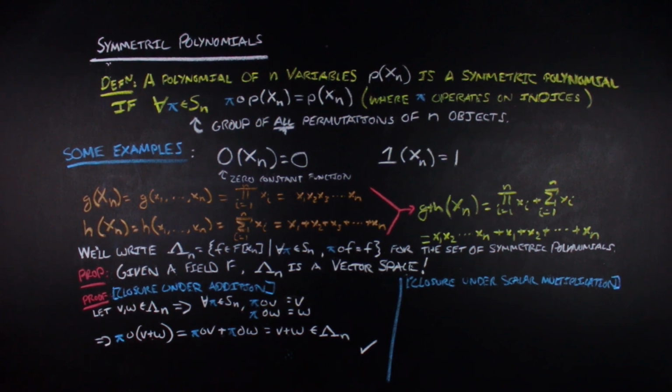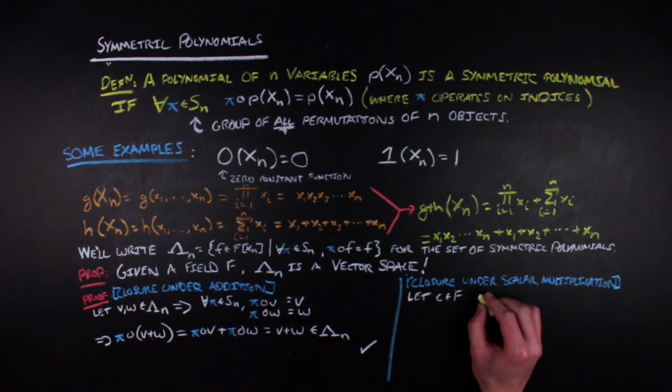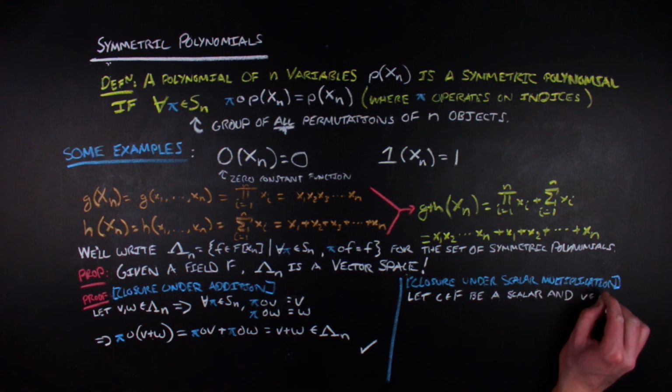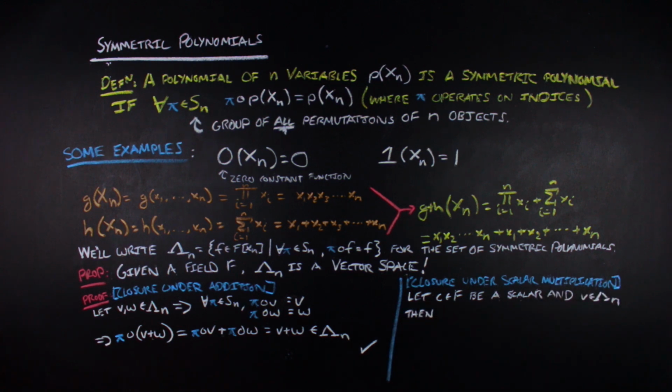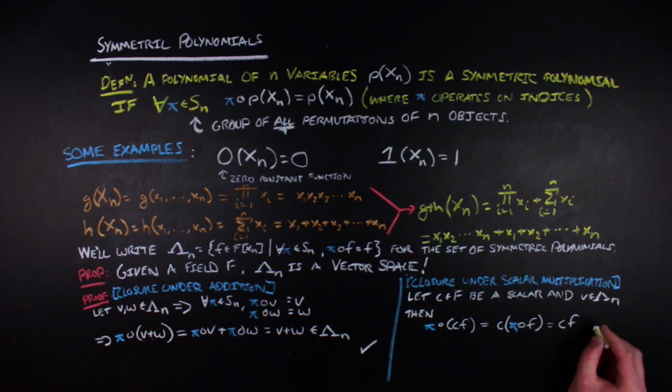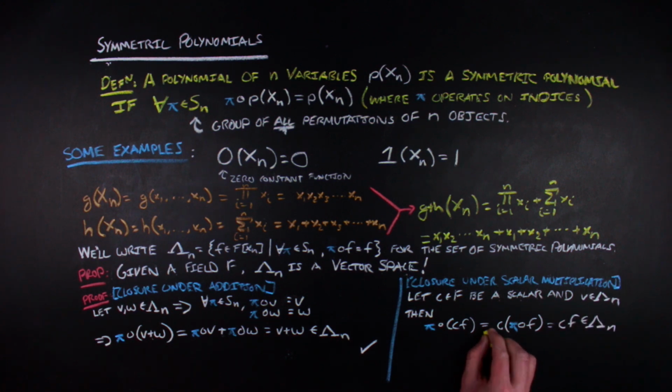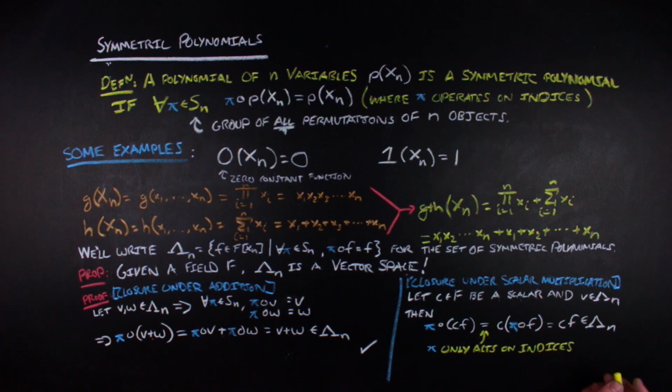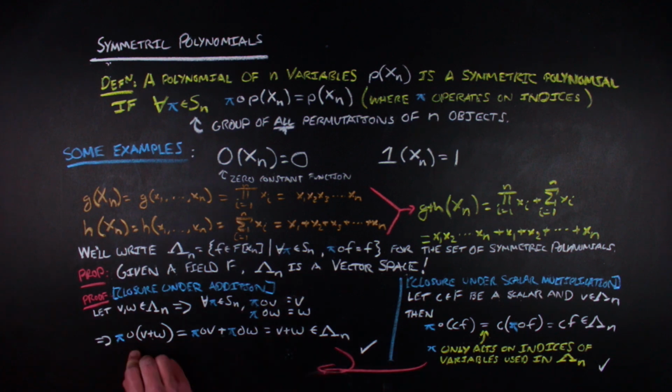Next, for closure under scalar multiplication, this follows from the fact that the permutations don't operate on the scalars themselves. The only thing that they manipulate is the variables of the terms in our polynomial. So by applying pi to a constant times our polynomial, we can just bypass the constant and pull it out. So pi composed with c times f is equal to c times pi composed with f. And since pi composed with f is equal to f, as f is in our space, then c times f is in our space, big Lambda sub n. And thus, we have a vector space built out of symmetry, which is crazy.